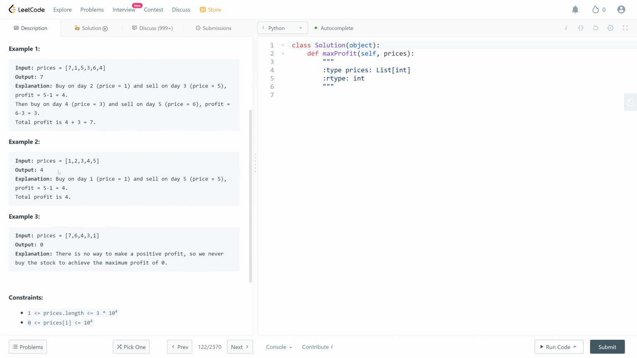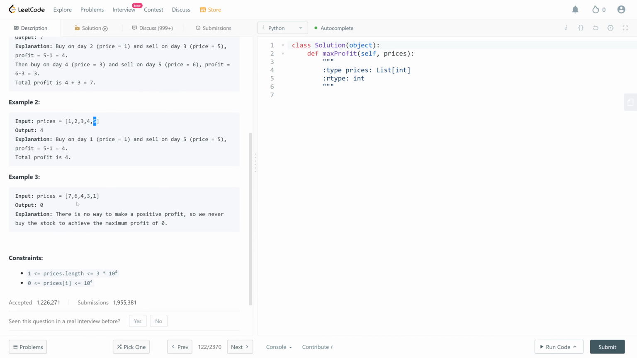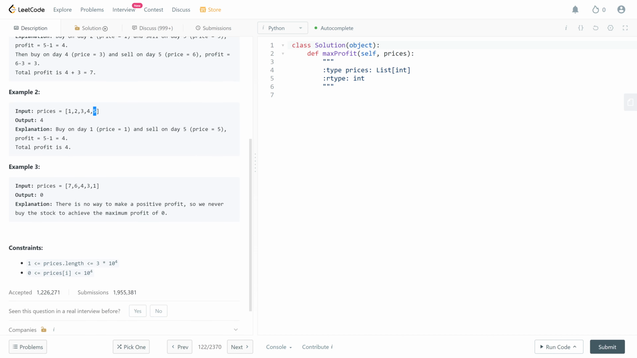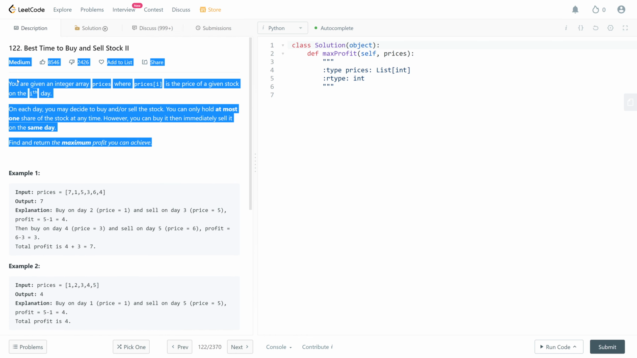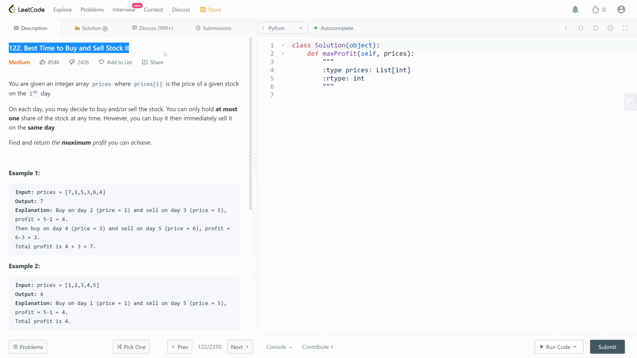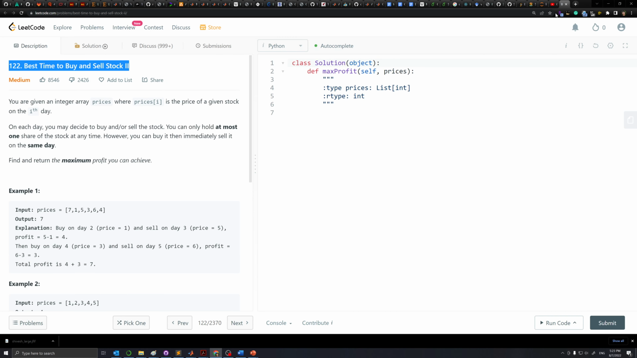Now, example two, 1, 2, 3, 4, 5. Because there's no dip, you're just going to hold it until you see the peak, the last value, right? And now 7, 6, 4, 3, 1. There's always a drop. You cannot short any stocks, so you can't make a profit. Okay, we got it. I think we have a strategy for this stock buying and selling problem.